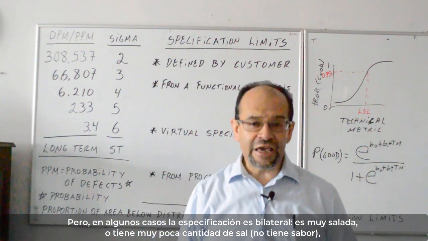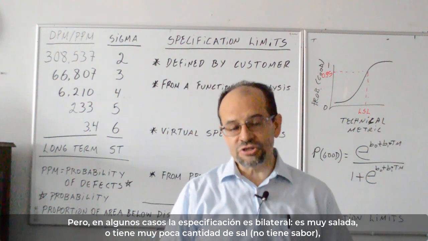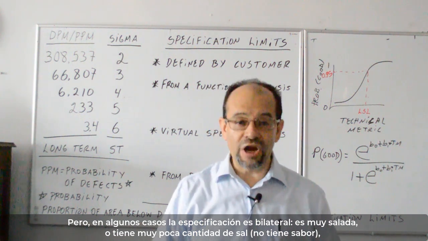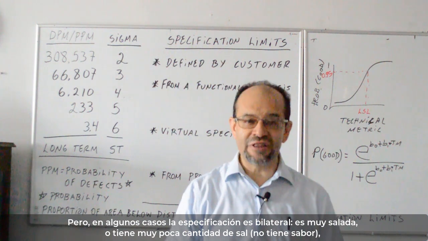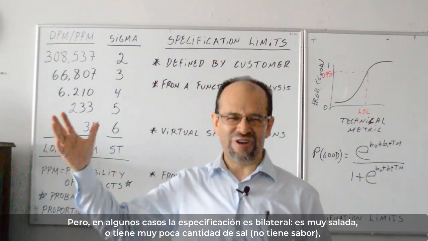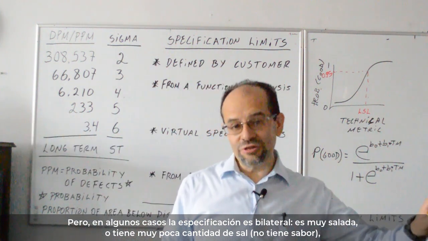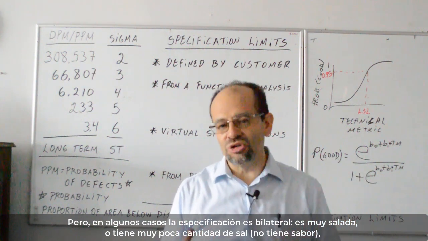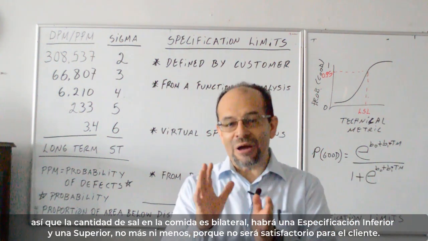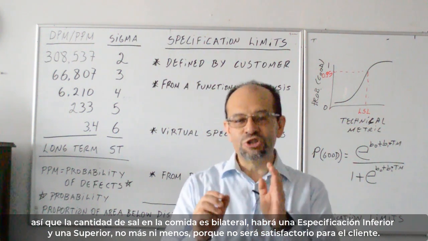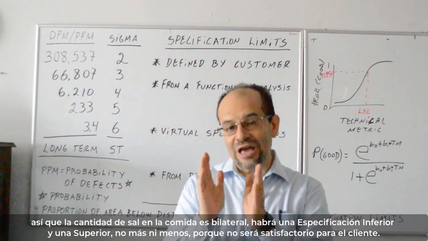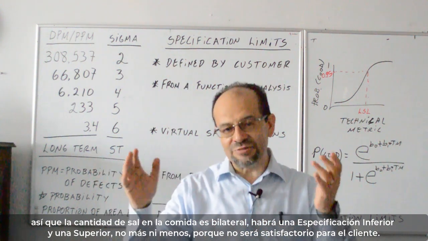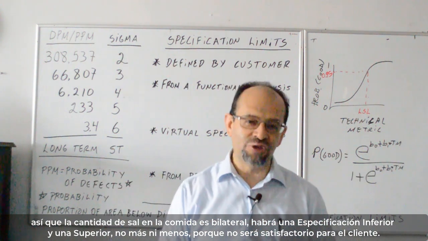But of course, it depends. In some cases we are having two-sided specification limits. A lot of salt is very salty. No salt, or a very small amount of salt, is tasteless, so it's not tasty. So the amount of salt in food should be two-sided, a lower spec and a higher spec, no more, no less, because it won't be satisfying to the customer.